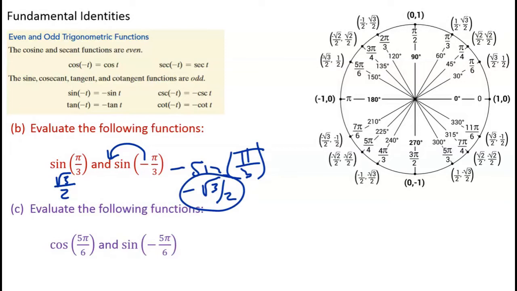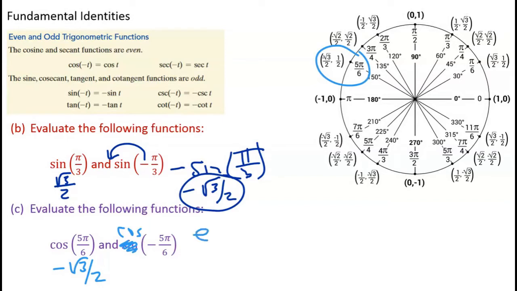Okay, next problem, cosine of 5 pi over 6. How do I do that? I go over to 5 pi over 6 right here and evaluate the cosine. And cosine is an x value on the unit circle. So the answer to the first one is negative square root of 3 over 2. Now, I didn't mean to ask that, y'all. I've got so many errors in my PowerPoint. I'm sorry. That's supposed to say cosine of negative 5 pi over 6.